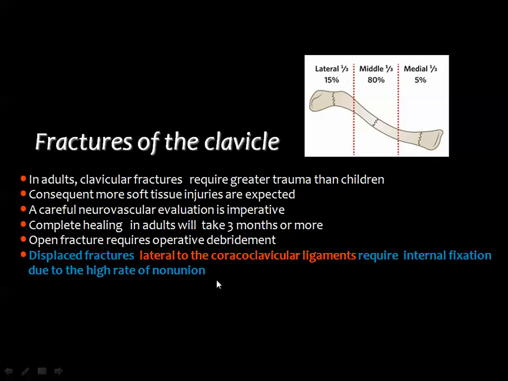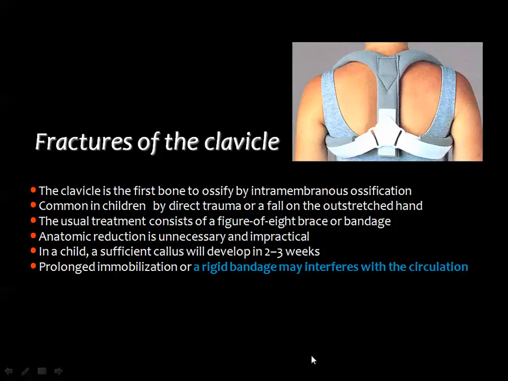And this is an important note: displaced fractures lateral to the coracoclavicular ligament require internal fixation due to the high rate of non-union in this particular area. And this is the common way to treat clavicular fractures, by external fixation or the figure of 8 bandage.